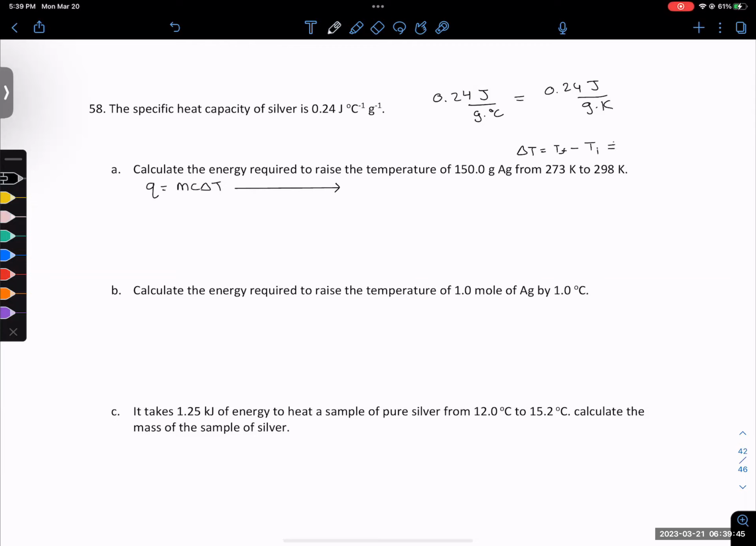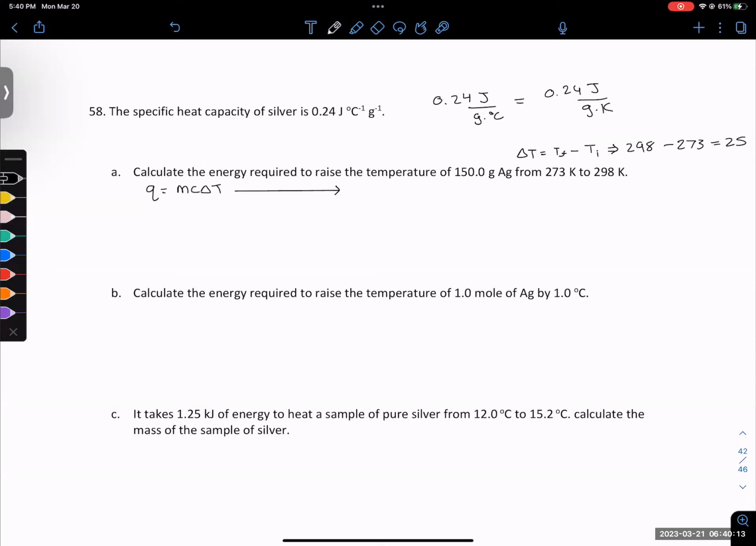Plugging everything in, it goes from the final temperature 298, the initial temperature is 273, which is a difference of 25. 25 degrees Kelvin. It's a change of 25 degrees Kelvin, or you can say it's a change of 25 degrees Celsius. They're both the same. Okay.